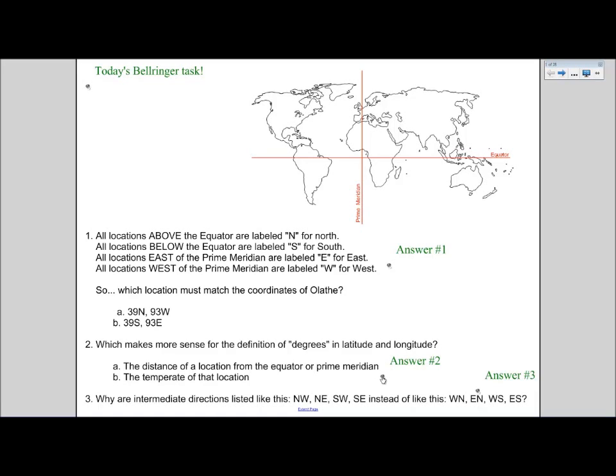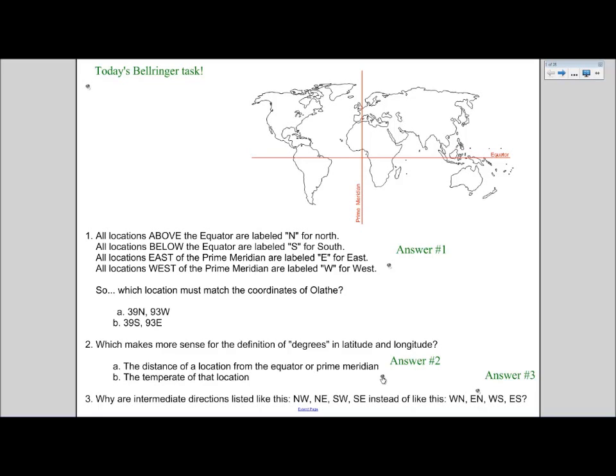Answer number 2. Which makes more sense for the definition of degrees in latitude and longitude? You've heard me say degrees several times. 20 degrees north, 30 degrees east. These degrees are not measuring temperature.